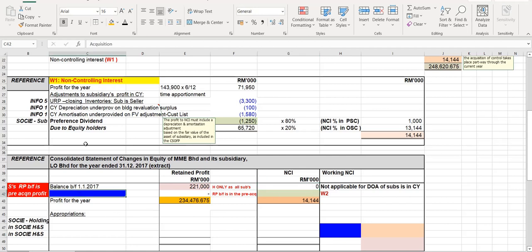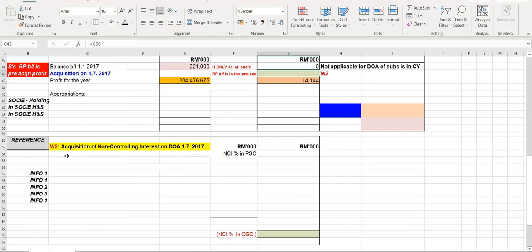And therefore, you need to find out what the non-controlling interests are on the date of the acquisition. So acquisition on, let's say here, it was 1st of July 2017. What was the non-controlling interest amount on the date of acquisition in the current year? So let's find out. I've already prepared the workings here.